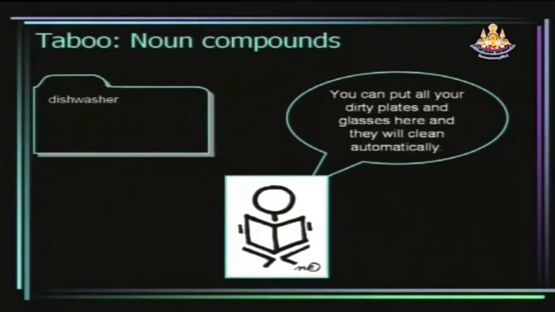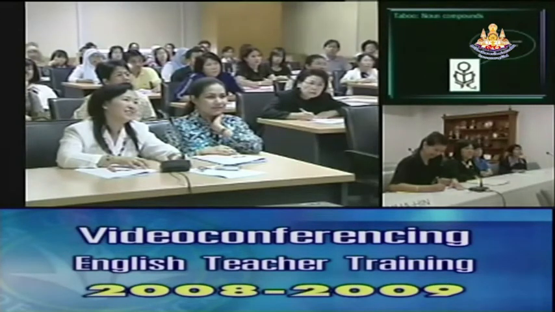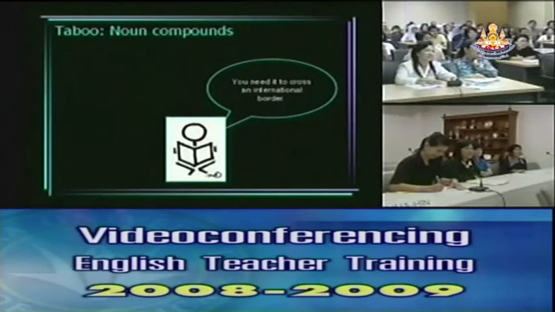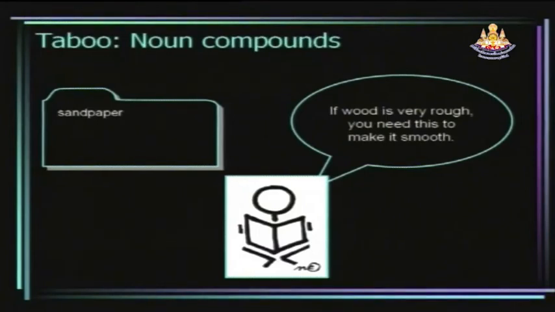The next one is very easy. You need this document to cross an international border. Border pass, right? Close. Boarding pass. No, you need this document to cross the international border. I think I heard somebody say it. Passport. Passport, right? Passport, right. Here's another one. Oh, this one is very easy. Everybody will know the answer.